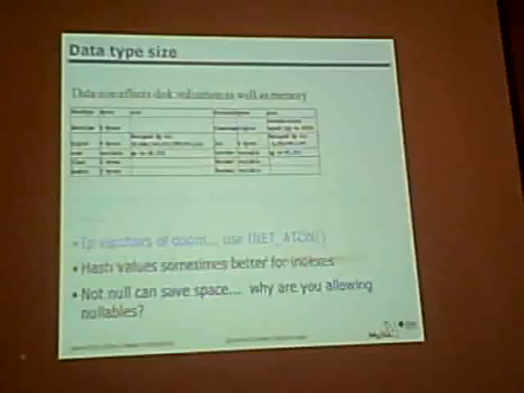You can actually do partial indexes. This is just a quick note on the bottom. If you have a variable length column, like a varchar 100 with your last name, you can say index only the first 10 characters of it. So that actually can save space.